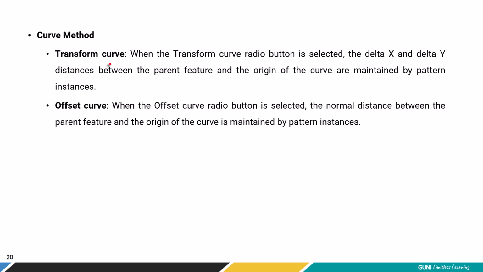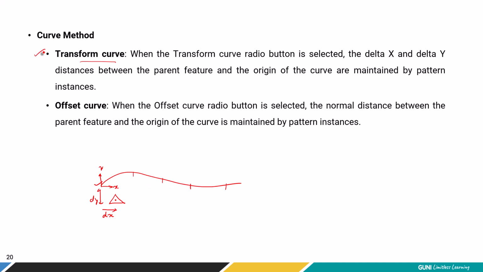Now transform curve, let me explain through an example. Let's say this is your curve and this is your origin, y and x, just for explanation. Now here I have a feature and this is its center point. SolidWorks knows this x distance, which is called delta x, and delta y distance with respect to the origin of this curve. So transform curve will maintain this distance while placing the instances of the pattern along the curve.